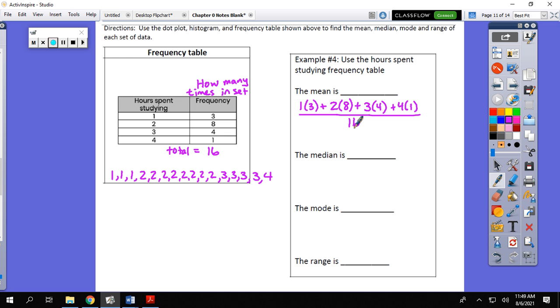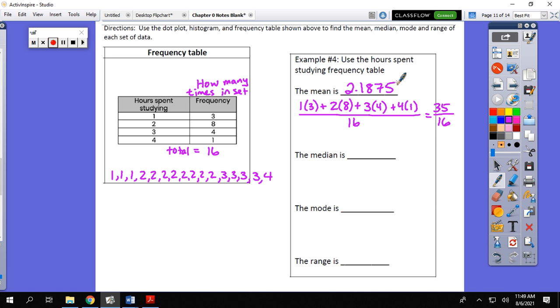So again, we're going to use our calculator to figure the mean. We're going to figure out what we've got there. The top number would be 35 divided by 16, which is 2.1875, and that is where that decimal terminates, so there is no reason to round.